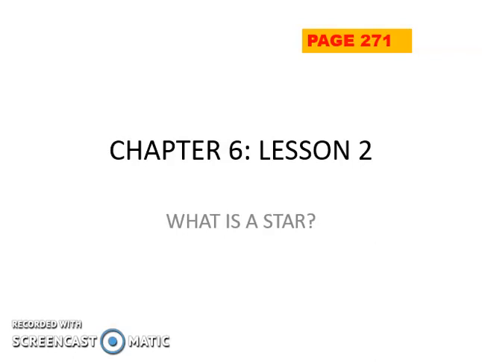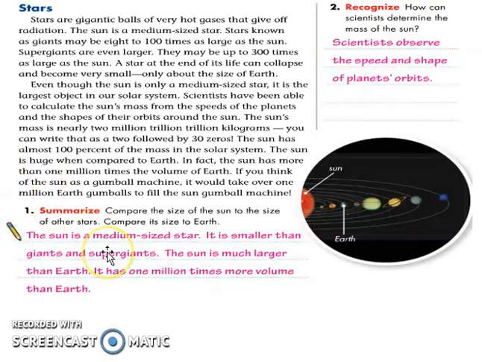Our topic for today is in chapter 6, lesson 2. What is a star? Page 271 in your book. So let's start. Stars are a gigantic ball of very hot gases that gives off radiation.